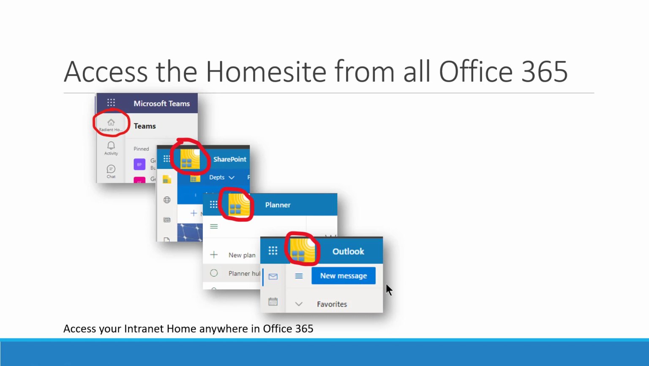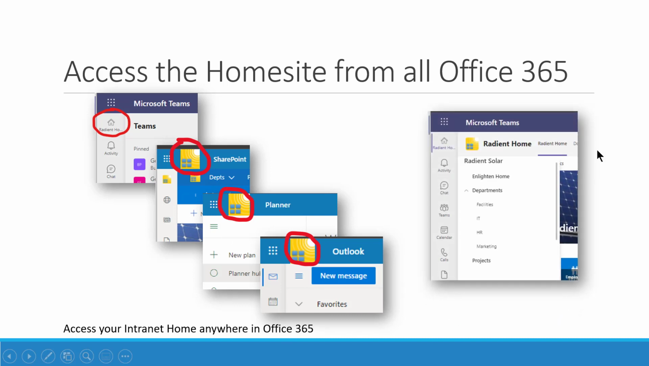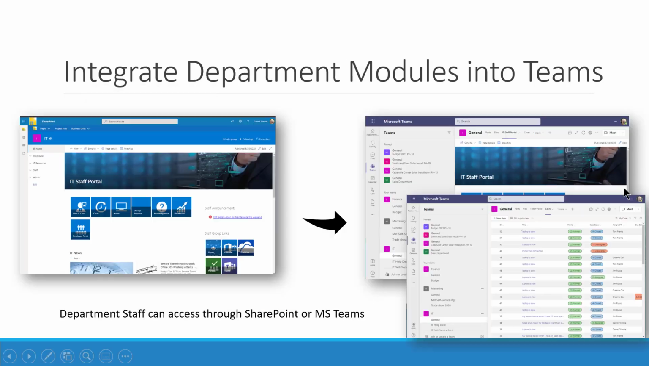So no more of this having to understand what URL you have to put in to get to the organization homepage. Also, by setting up a home site, you can make the global navigation that is part of your intranet available again through these same capabilities, where you can actually get to the different structure, the different departments, projects, those types of things that were only available before in SharePoint, now are available across Office 365 and most importantly in Teams.